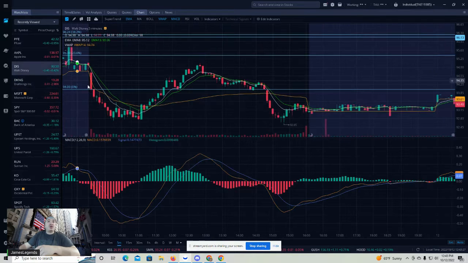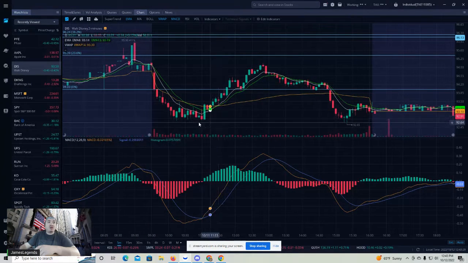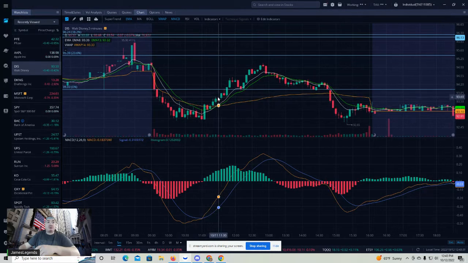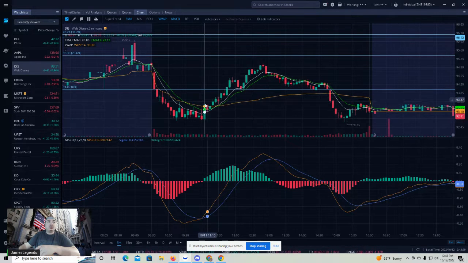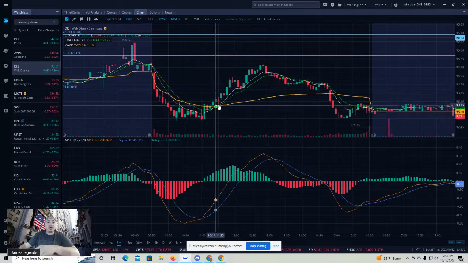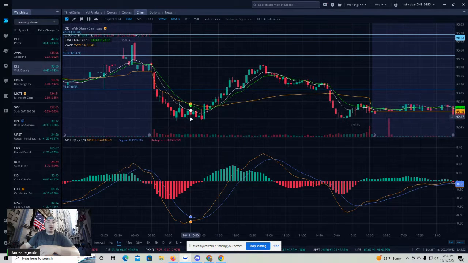If we look at the example from Disney, you can see that the exact same thing was happening at this moment as well. Here's your golden cross from the MACD, the yellow line getting above your signal line. Here's your break of VWAP. The yellow line here is your volume weighted average price. Here's your hold of VWAP. And then finally, we see the EMA 8 cross above the EMA 13. Again, the EMA 8 is the white line. The EMA 13 is the green line.